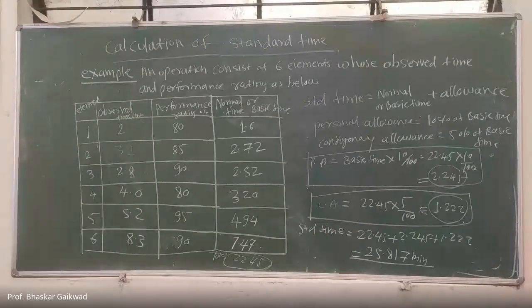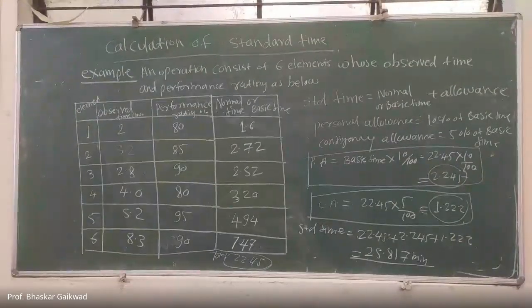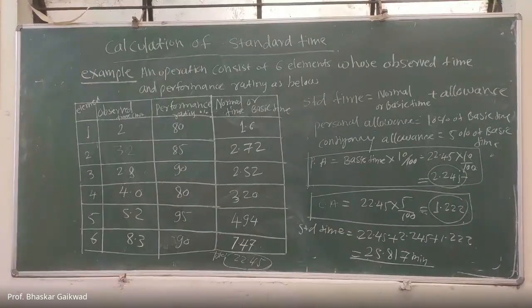After that, you can add the contingency allowance. Contingency allowance means in the working conditions, unexpected things will happen. For example, power may go off. This is not in our hand, so this is the contingency allowance. So 5% contingency allowance, it is actually a percentage of basic time. First you calculate the contingency allowance and the personal allowance as percentages of basic time. These two allowances you have to add once again to the normal or basic time, and you will get the standard time. So this is the standard time calculation procedure.